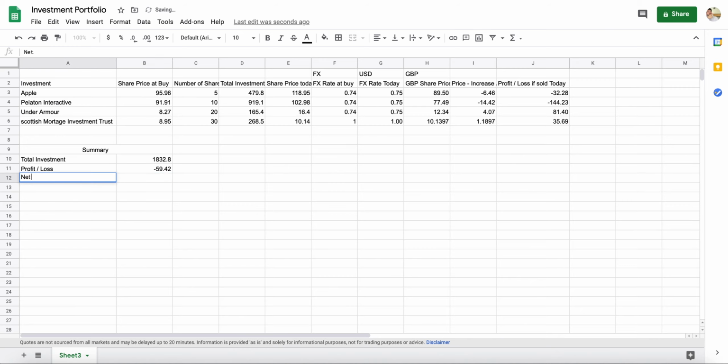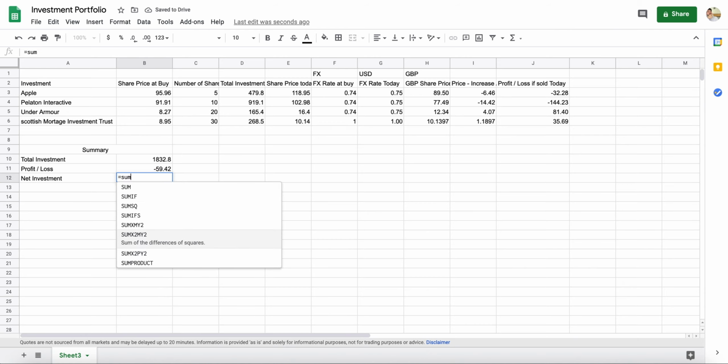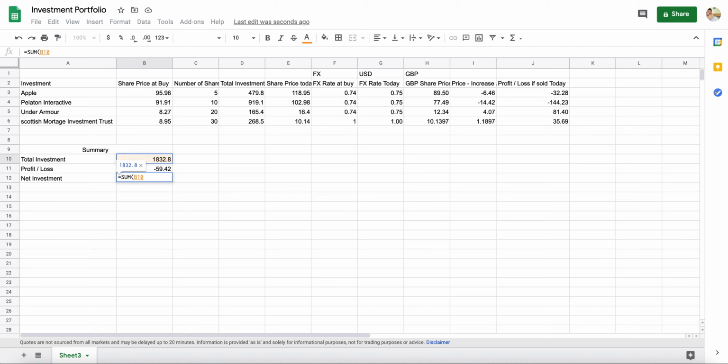Great. Now let's look at our net investment, which is basically this minus this. So that's our net investment right now. It's in British pounds. Let us also look at our return on portfolio, which is this divided by that, and let us make this into percentage. So as of today, if we were to sell all our positions, our return on portfolio would be minus 3.22%.